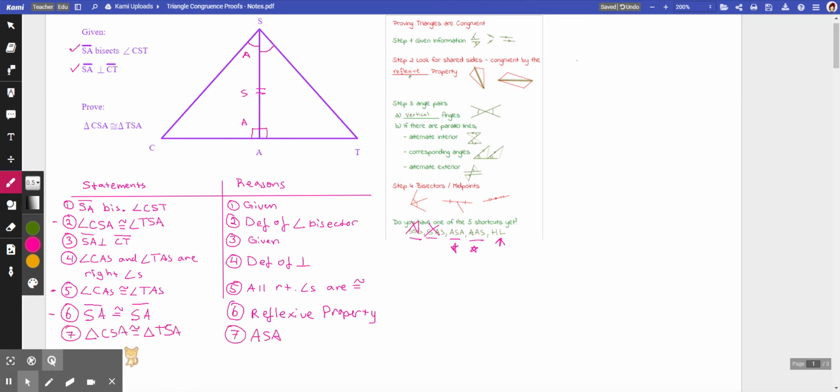So now I can finally say the triangle is congruent to the triangle by angle, side, angle. And now I'm finished with my proof because I finally said this statement and gave it a reason.